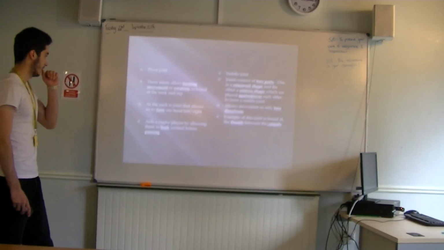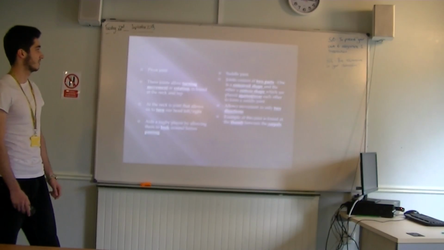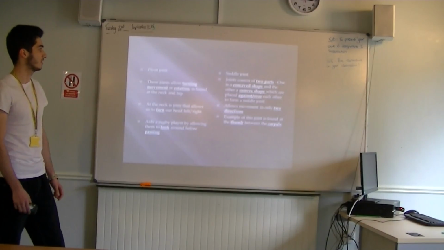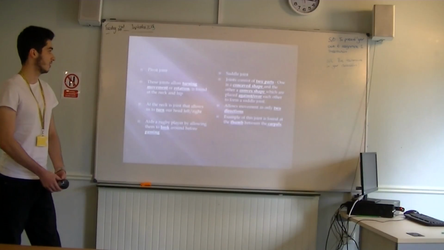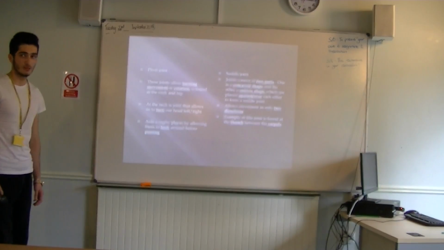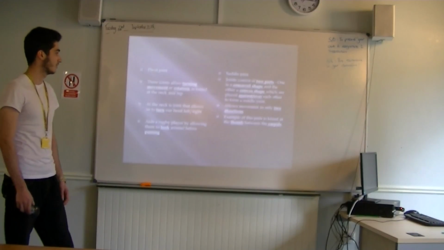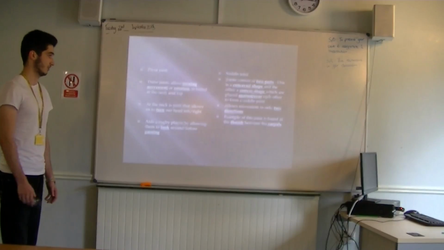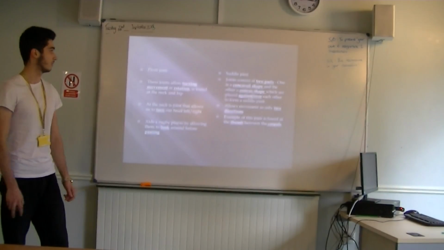ball. The saddle joint consists of two parts, a concave shape and a convex shape, which are placed against or over each other to form a saddle joint. This allows movement in only two directions. An example of this joint is found at the thumb, between the carpals.